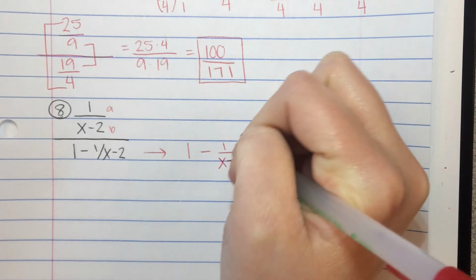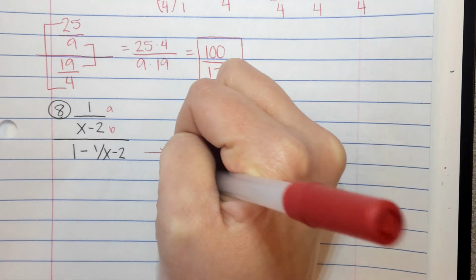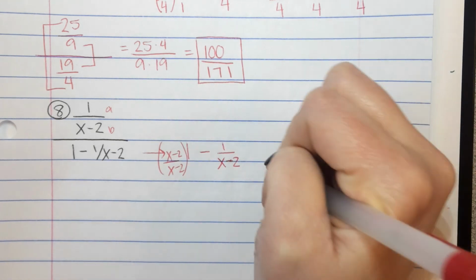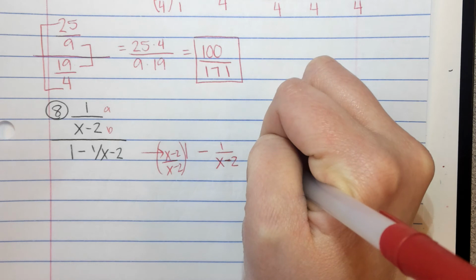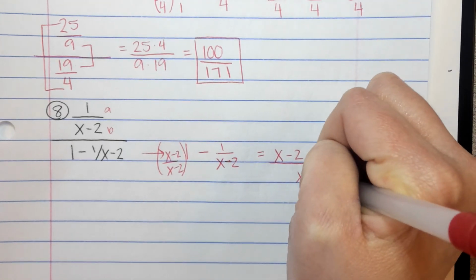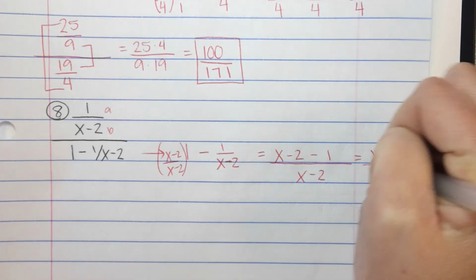If we multiply this side by 1 over 1, it's not going to do anything. So over here, I need to do x minus 2 over x minus 2. That's going to give me x minus 2, and then minus 1, all over x minus 2. We can simplify: x minus 3 over x minus 2.